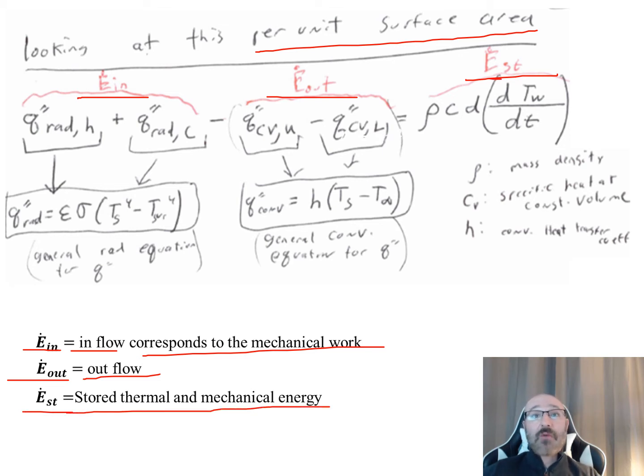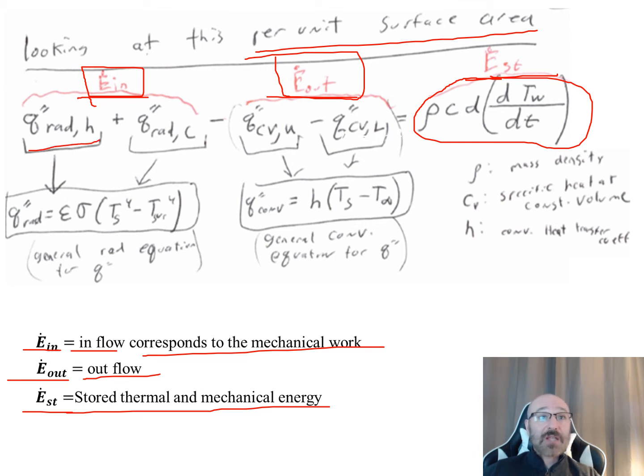We've already found this equation on the previous slide for the relationship for our stored thermal and mechanical energy. So now we need to find terms to plug in for our inflow and our outflow. Our inflow is going to be the radiation coming in from the hot zone and from the cold zone, and our outflow is going to be our heat flux for the upper and lower from convection. So we have convection there, radiation here.